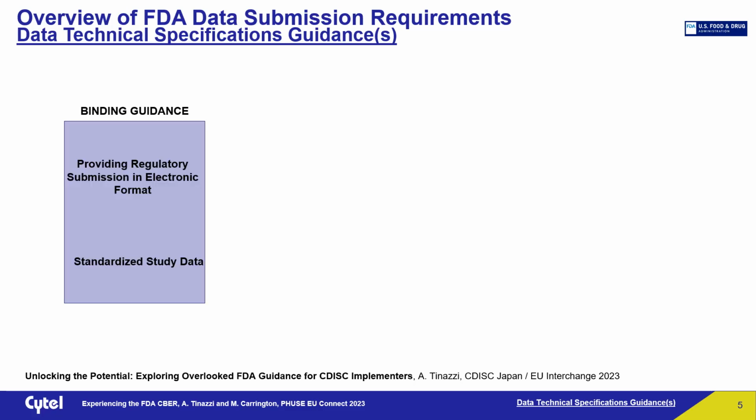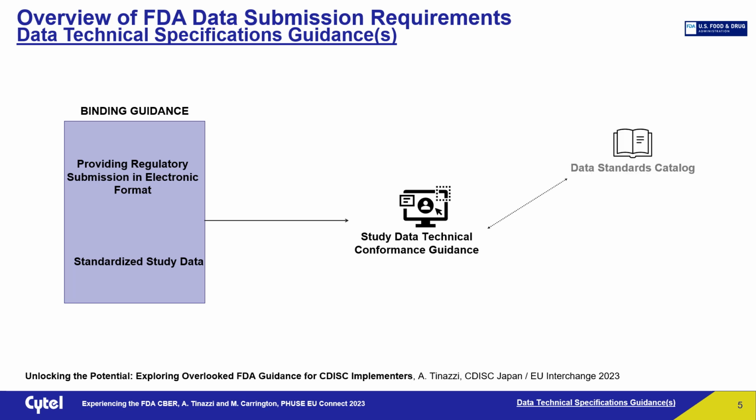So the first two guidance, both binding, set out the requirements of electronic submission through the use of a set of standards. With the Study Data Technical Performance Guide, providing more detailed specification, recommendation, and general consideration on how to submit standardized data using the FDA-supported data standard. These set of standards accepted by the FDA are located in the so-called FDA Data Standard Catalog, where standard and version supported are tracked and regularly updated.